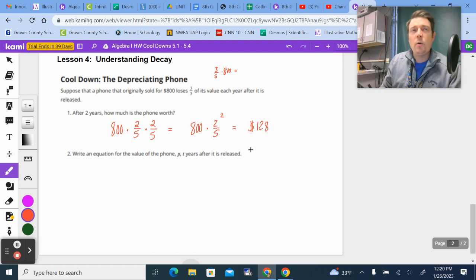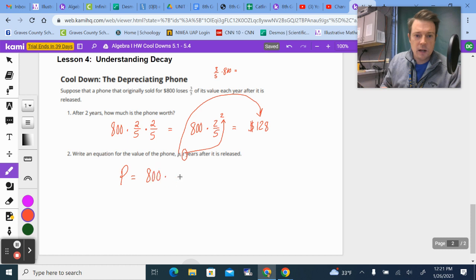So we get $128. Now, if I wanted to write an equation for this that would help me find the amount the phone would cost after T years it has been released, the T is the number of years. That's going to replace our time of multiplications by 2/5. And P is going to represent the amount that the phone is worth after I do all of this. So I'm going to replace 2 with T, and the answer that we're going to get with P, the value of the phone. And so that equation would be, the value of the phone, P, would be equal to the starting amount of the phone times its growth factor, which is keeping 2/5 every year, to the power of T.